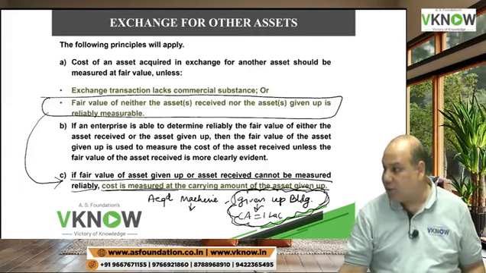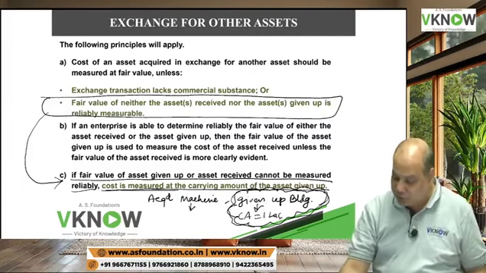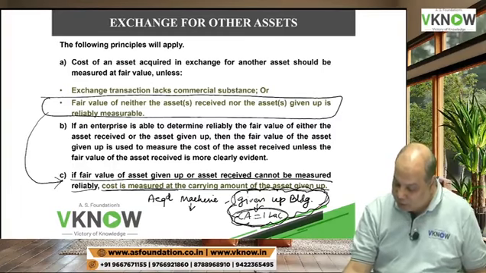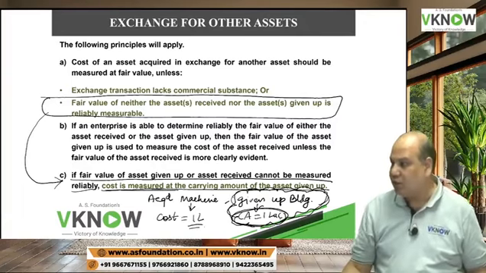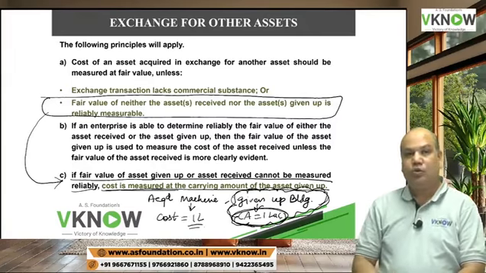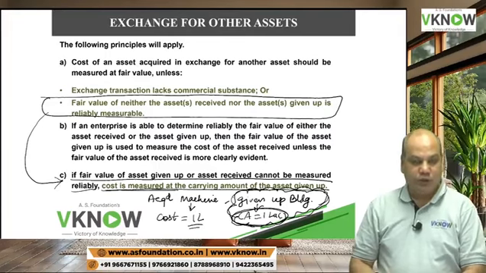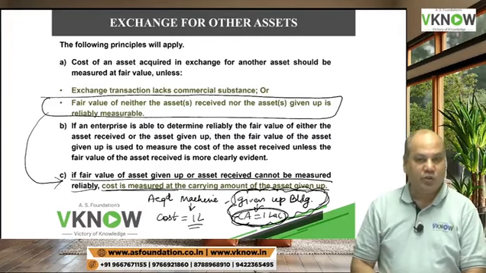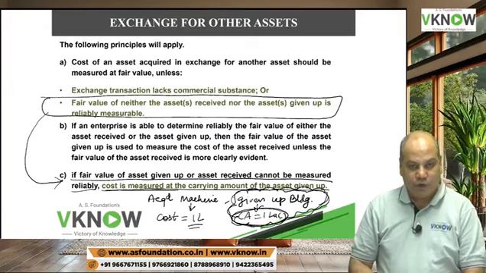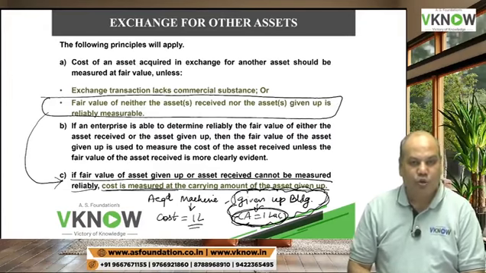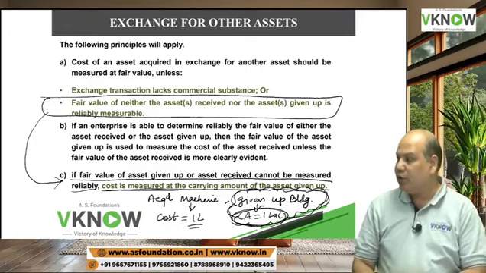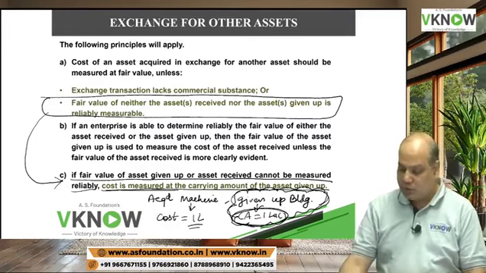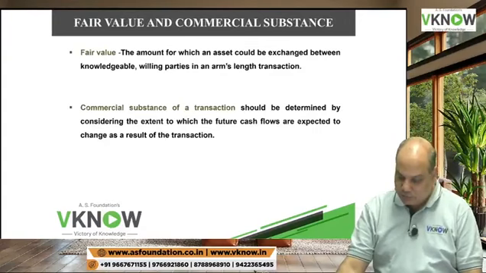That is available. So the standard says this carrying amount of the building given up will be deemed cost of the machine acquired. Carrying amount of the building given up is the deemed cost of the machine acquired if fair value of both the assets cannot be ascertained. Okay.